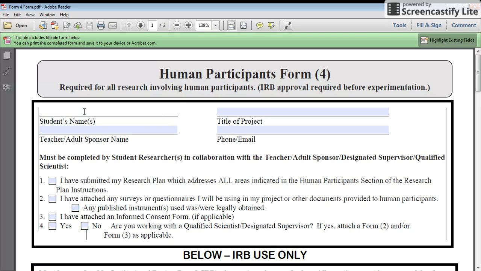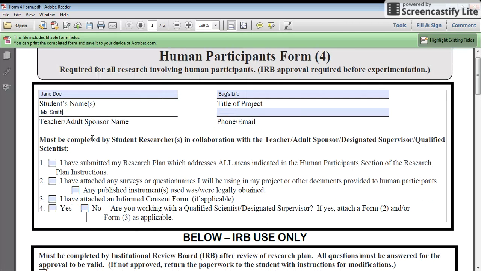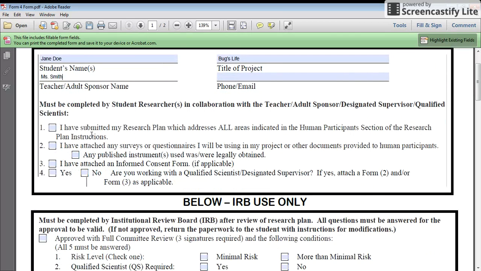This form is fairly simple for the student in that it asks for the student name, title of the project, teacher or adult sponsor name, and the teacher's phone or email. Next, the form asks a series of questions that must be completed by the student researcher in collaboration with the teacher or adult sponsor, designated supervisor, or qualified scientist.